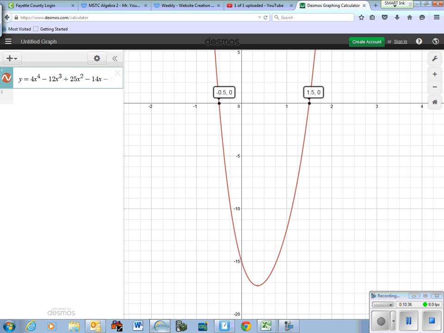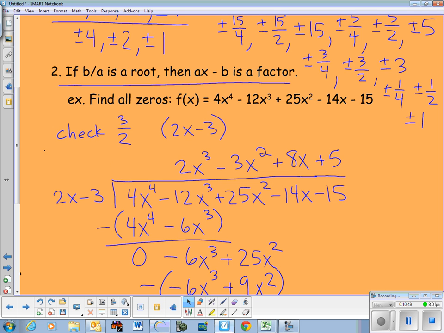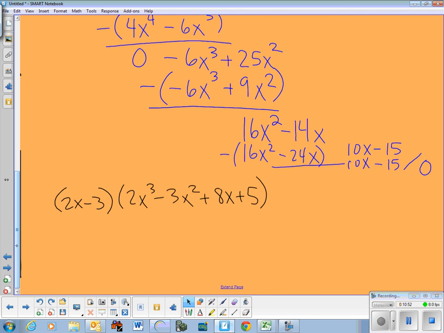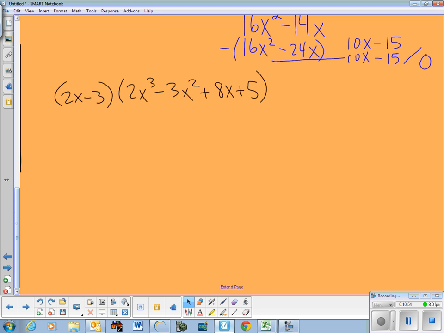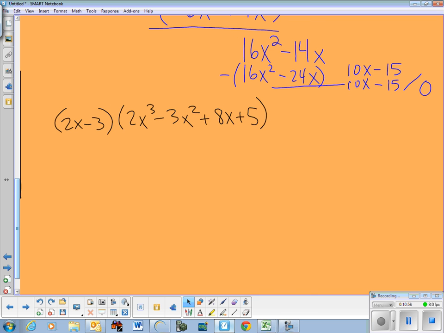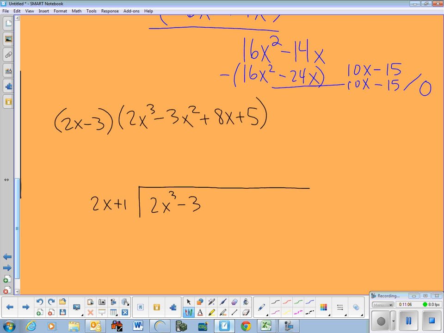picture would be connected. Here are my zeros. I have 1.5. That's the 3/2. I also have a real zero at negative 1/2. All right, so that's 2x plus 1 as the other one that I know is going to work. 2x plus 1 should work because negative 1/2 would correspond to 2x plus 1. So what I need to do now is divide 2x plus 1 into the remaining cubic, and I should see 0.